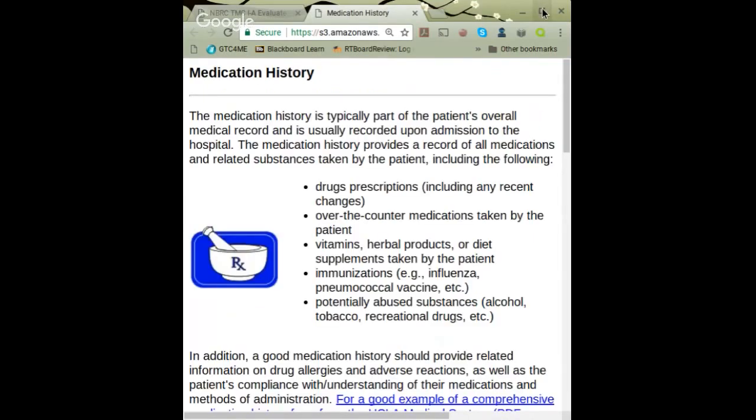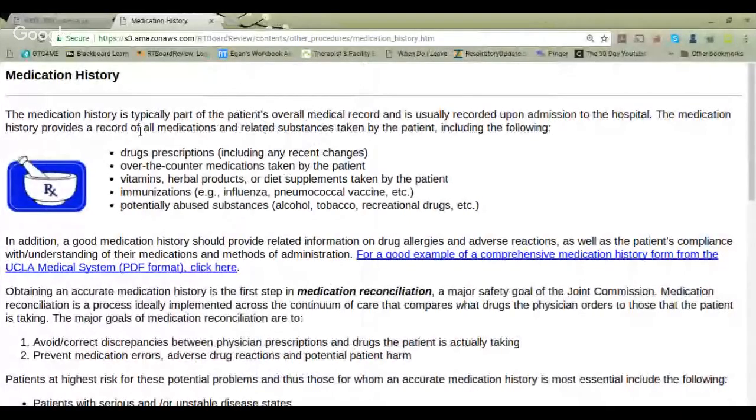Medication history. The medication history is typically part of the patient's overall medical record. It is usually recorded upon admission to the hospital. The medication history provides a record of all medications and related substances taken by the patient, including the following: drugs, prescriptions, over-the-counter medications taken by the patient, vitamins, herbal products or diet supplements taken by the patient, immunizations, potential abused substances.